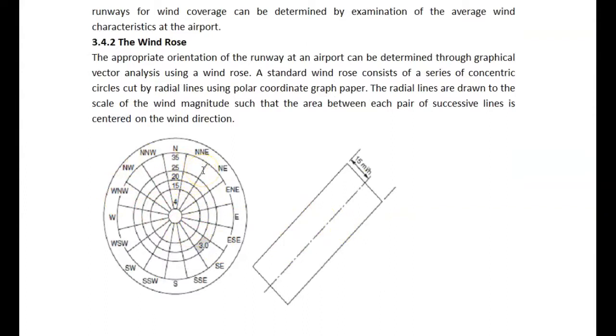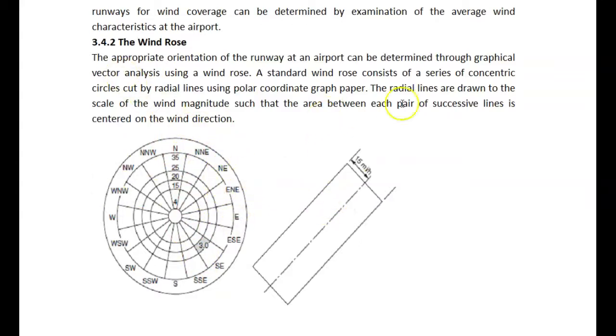So we normally draw a wind rose on paper, and it consists of concentric circles. When we say a series of concentric circles, these are the circular rings we have here, and these are the lines which cut the concentric circles. We call them the radial lines. These circles show the magnitude of the wind, while the radial lines show the direction of the wind. So these are the directions of the wind. We have north, north-northeast, northeast, east-northeast, and so on and so forth.